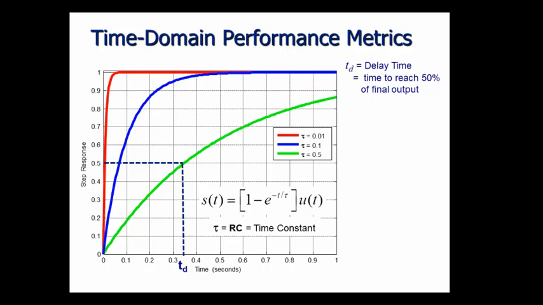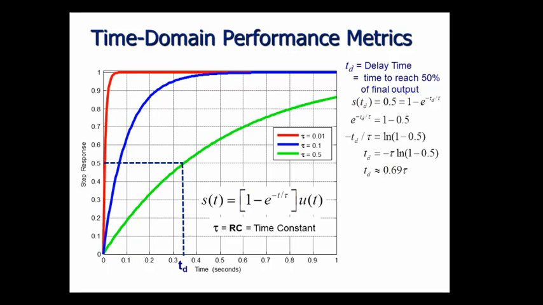Since we know this expression should identify every point on the curve, we can solve this equation for t delay by setting this equal to 1/2. So we said 1/2 equals 1 minus e to the minus t delay over tau. And if you go through the mathematics, you find out that the time constant of the circuit is related to the delay time by about a factor of 0.7. The longer the time constant, the longer the delay time. That makes sense.